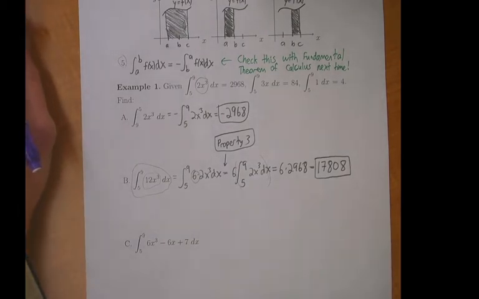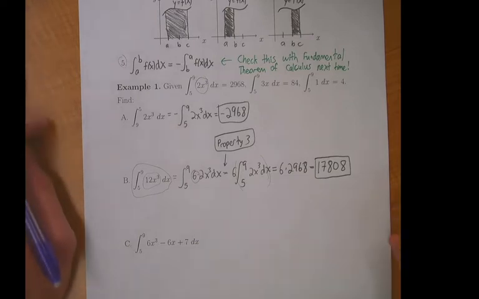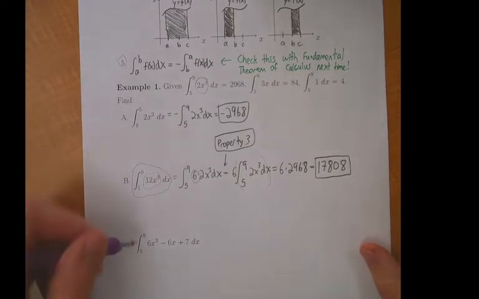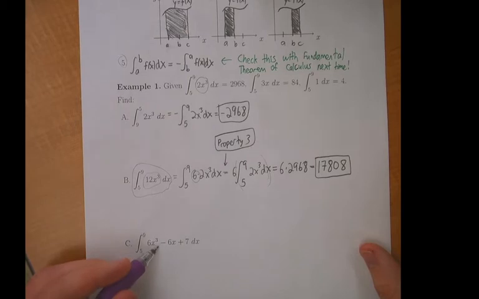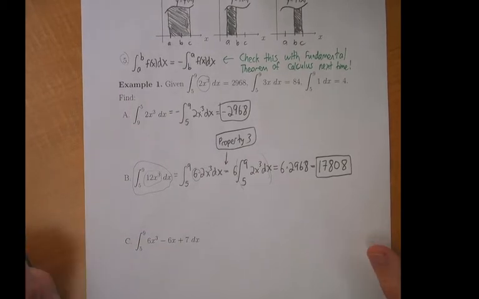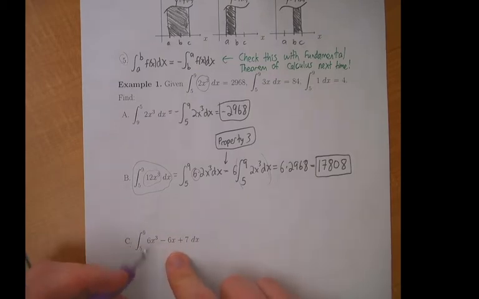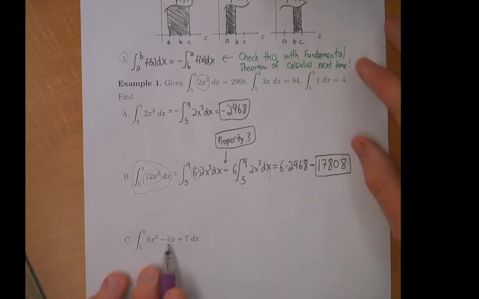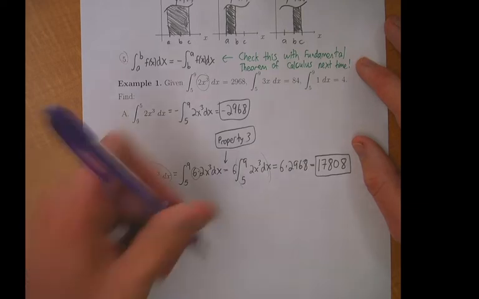Okay, so that's part B. So now part C is a bit more interesting, because now we have the integral from 5 to 9 of 6x cubed minus 6x plus 7. Because of property 2, that seems to suggest that, like we've been doing with indefinite integrals, we can focus on the definite integrals of each individual term.